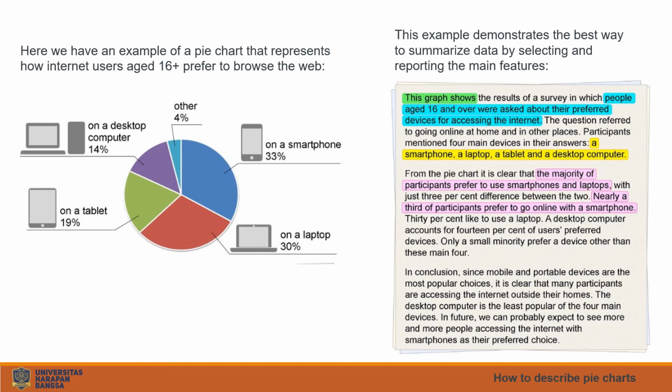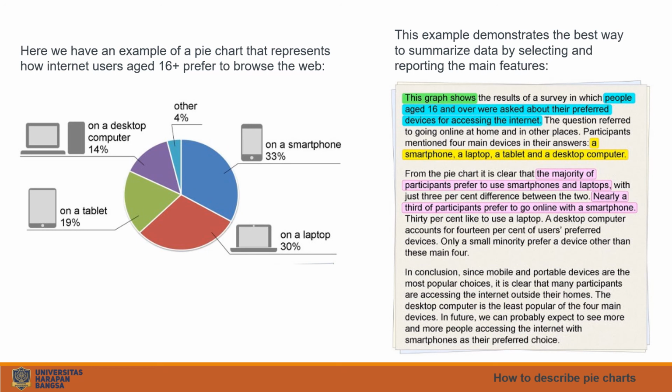The question referred to going online at home and in other places. Participants mentioned four main devices in their answers: a smartphone, a laptop, a tablet, and a desktop computer. From the pie chart, it is clear that the majority of participants prefer to use smartphones and laptops, with just 3% difference between the two.